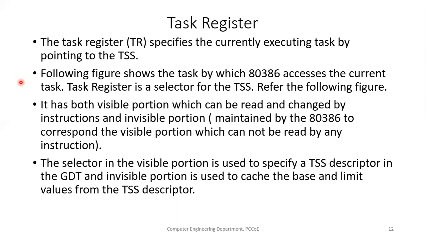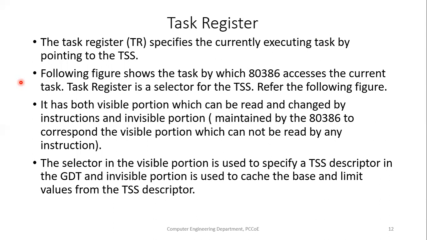The third point, task register has two portions. First is the visible portion, which can be read and changed by instructions, and the other is the invisible portion. Okay, so what does this mean? That is maintained by the 80386 microprocessor to correspond to the visible portion, which cannot be read by any instruction. This means the visible and invisible portions are maintained by your processor in such a way that they correspond to each other. So it is corresponding or mapping with those particular instructions.